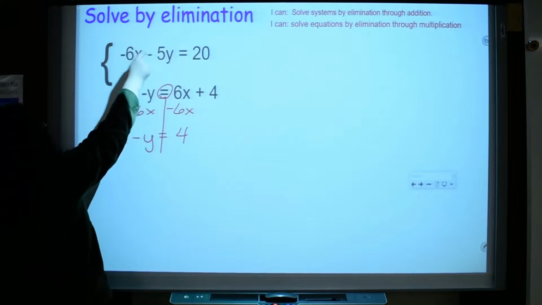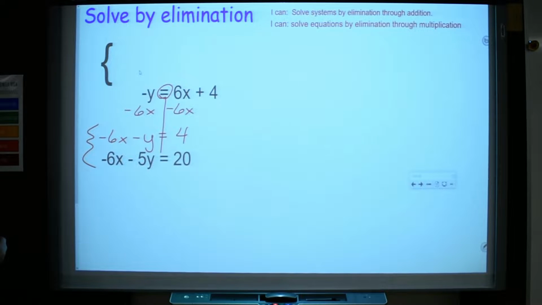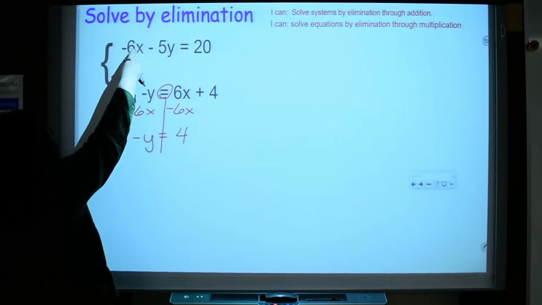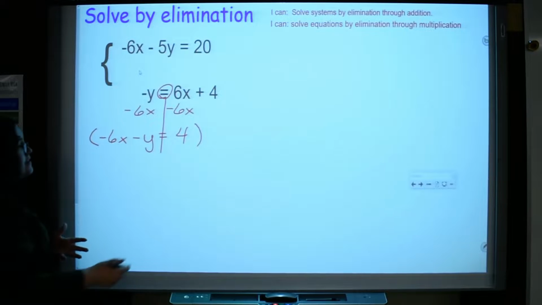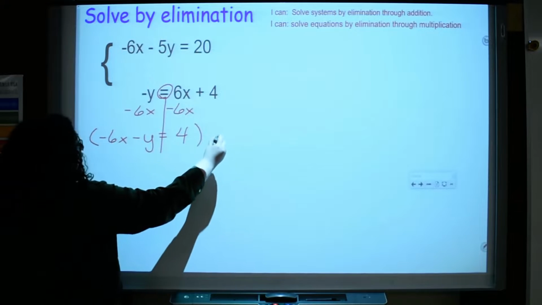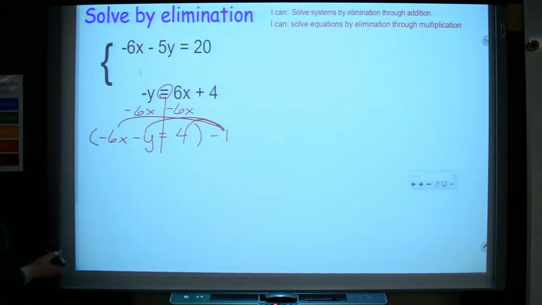So I've got this one and this one now as my system. Same exact thing. Well, can I use elimination here? Well, not quite, because that's a negative 6 and a negative 6. I need a positive and a negative with the same coefficient. So let's multiply this entire thing by a negative 1, so we can have a positive 6 and a negative 6, so we can eliminate the x. Negative 1, that means this number, this y, and this x. All three of these need to be multiplied by that negative 1.